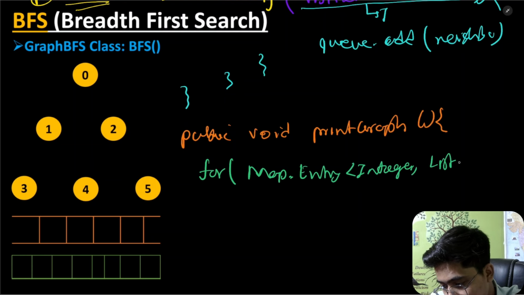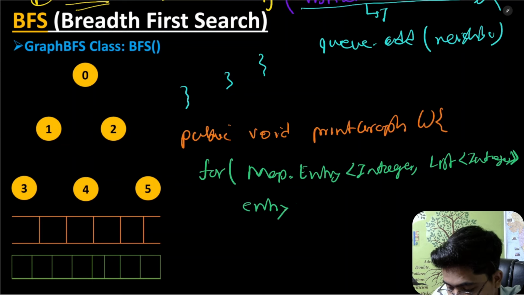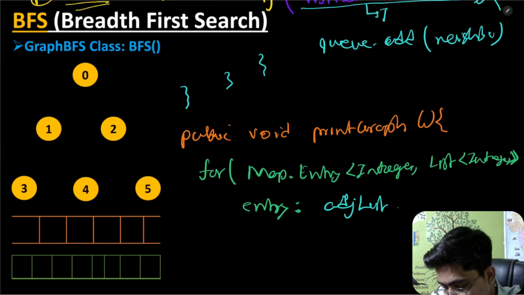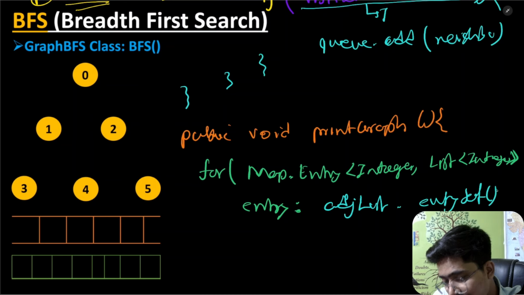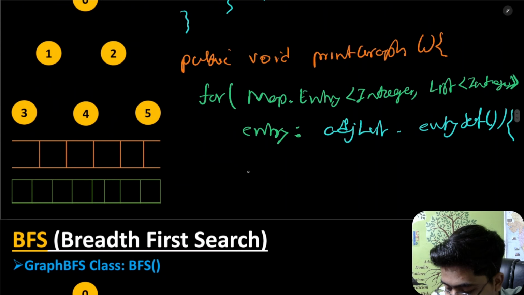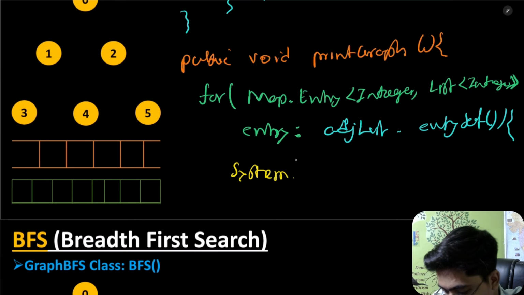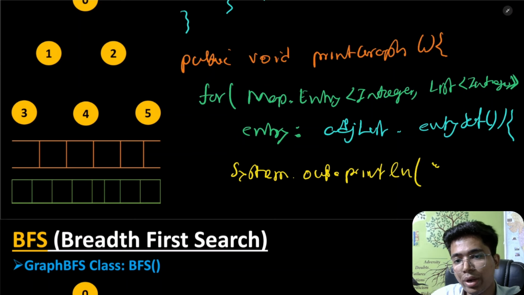list of integer, and this is the entire class. Now we'll initialize a variable with respect to this entry. Entry is the variable. We'll iterate over adjacencyList.entrySet, so all the entries will come from the adjacency list. Now we'll print the value with System.out.println, printing the node and its adjacency list.